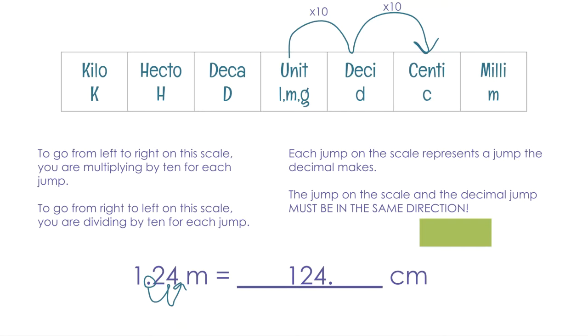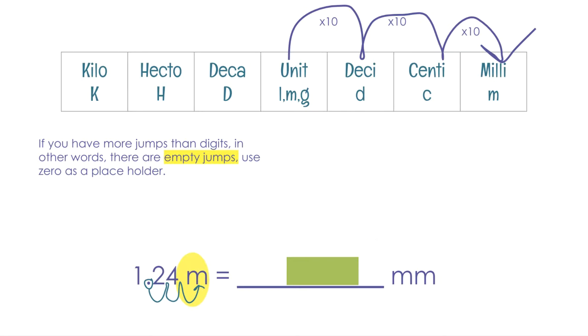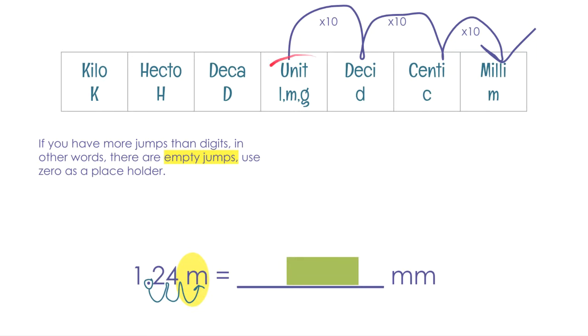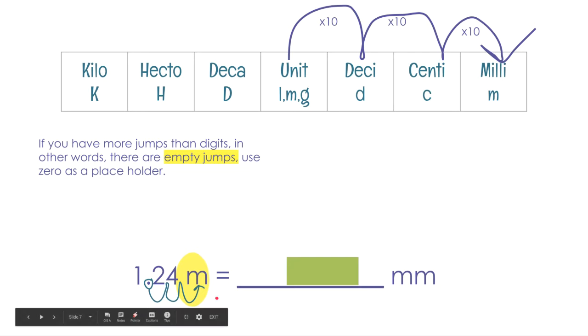It's the same thing. Now, I could do that same thing here if I were converting from meters into millimeters. To do this, I would take, again, I'm going from meters and I'm trying to jump out to milli. So I have to go 1, 2, 3 places to the right. I'm also going to move my decimal 3 places to the right. When I do that, I wind up with this empty jump, as I like to call it.